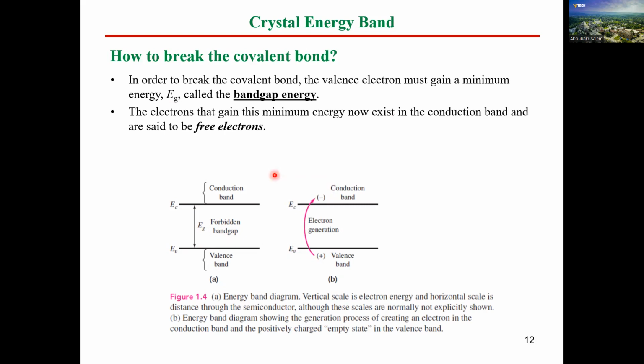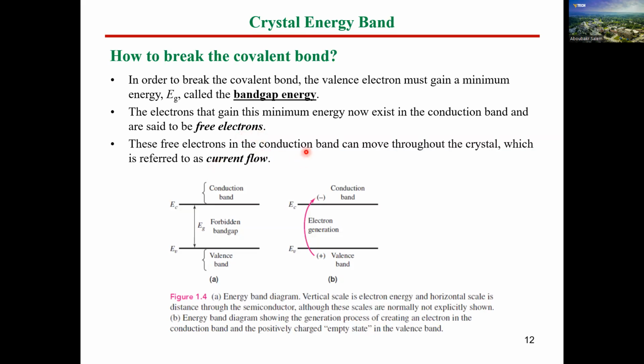Okay, the electrons that gain this minimum energy, the band gap energy, now exist in the conduction band. Conduction band means you conducted current, so the current can start to flow because you have free electrons now. So the electrons that exist in the conduction band are said to be free electrons. Free electrons means you have a current flow. So this is the concept now, guys. In order to allow free electrons to move, you have to energize these electrons by a certain energy in order to break the covalent bond.